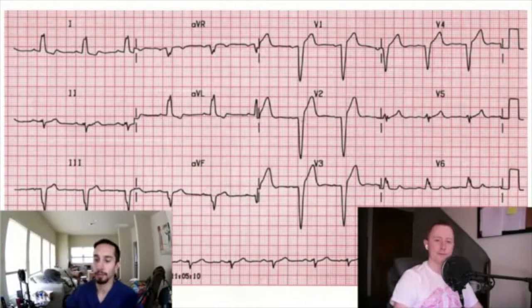V5, V6 most frequently. It'll be widened QRS because remember, with a bundle branch block, the electricity is now not going through the Purkinje fibers and the His bundle and all that good stuff. It's actually just going to the right ventricle because the left bundle is blocked. And then from the right ventricle, it goes to the left ventricle. And because of that, you have that widened QRS. All right. Very well done, Bobby.